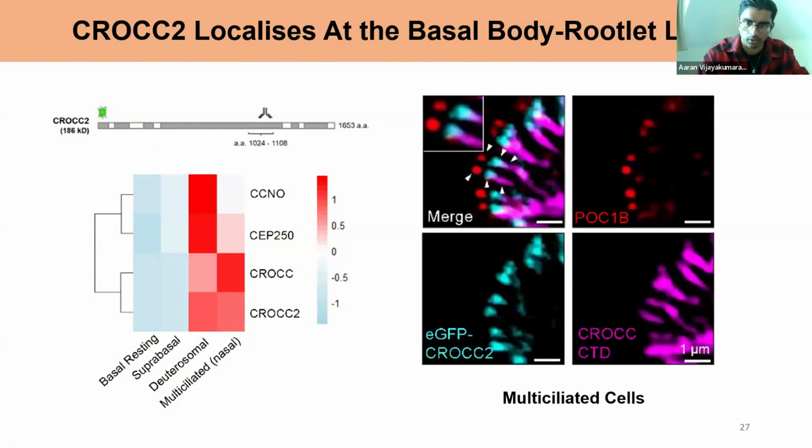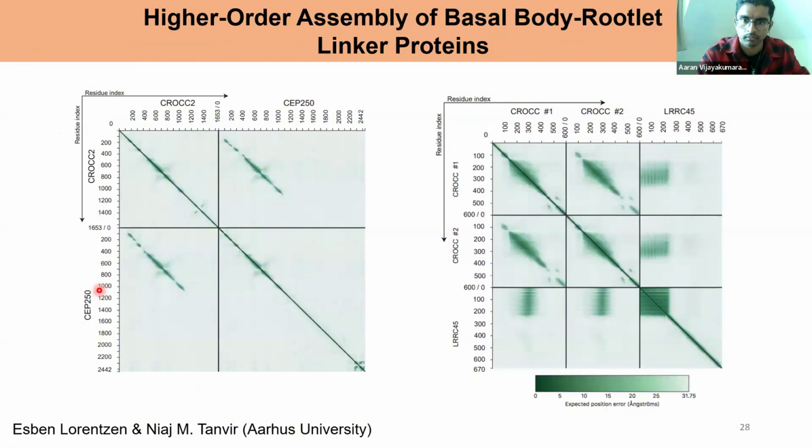And this is consistent with super-resolution imaging, which showed that CROC2 forms a ring-like structure close to the basal body, with a short filament partially overlapping with CROC, suggesting a molecular interaction. And so the localization of LRRC45 and CROC2 suggests that the basal body linker region is much more complex than previously demonstrated in previous studies.